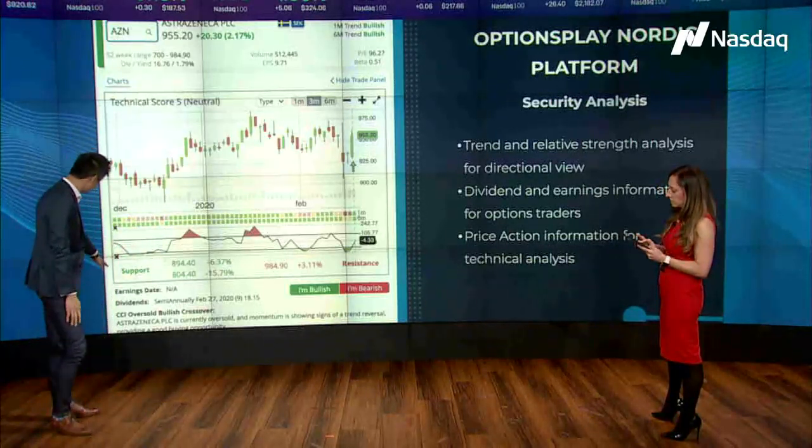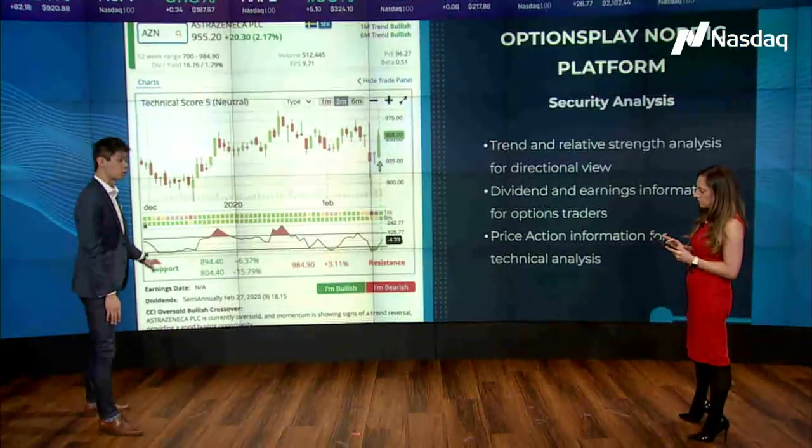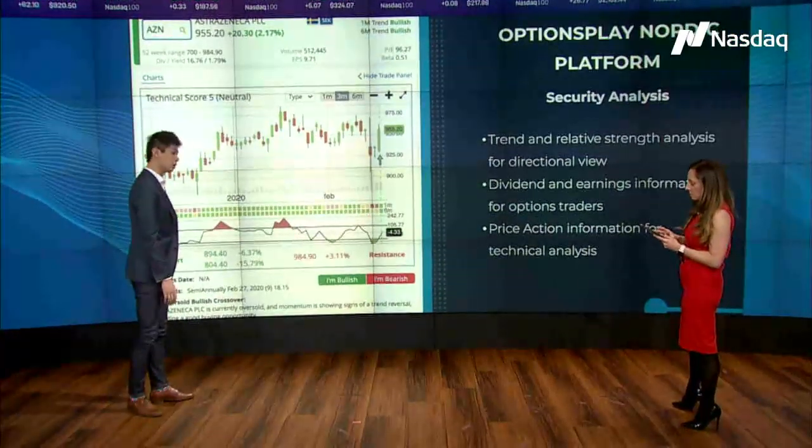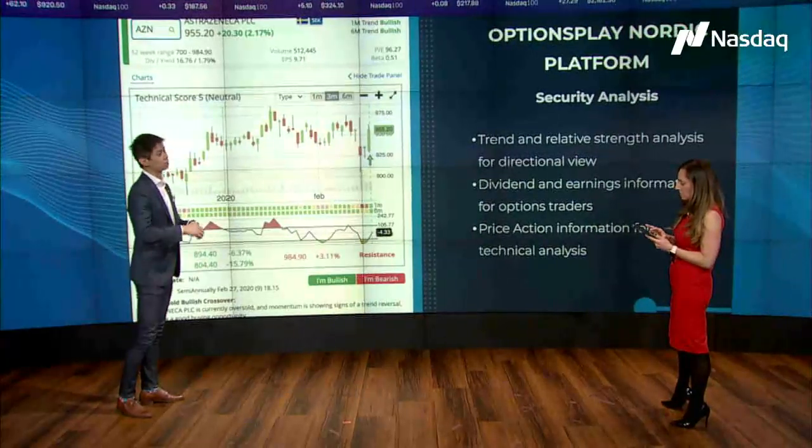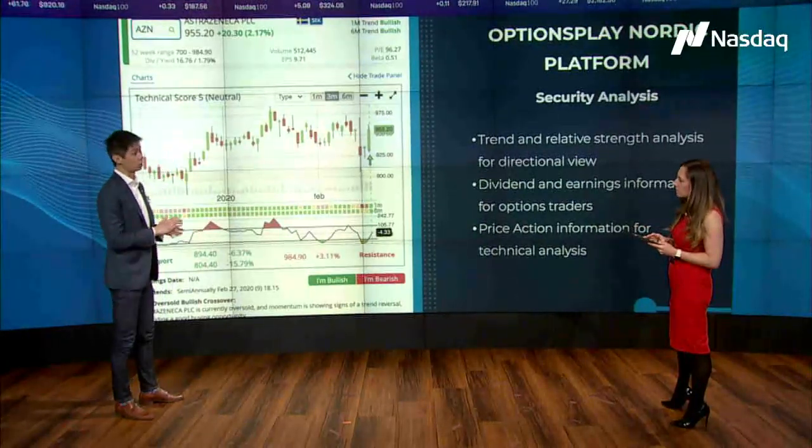And at the bottom, we have things like earnings, dividends, and price action data that are really important for options users to understand what corporate actions are coming up, to decide which expiration cycle they might want to trade using options.